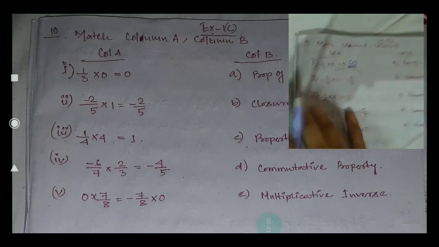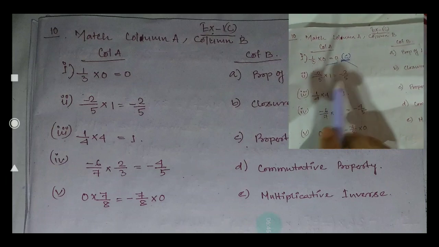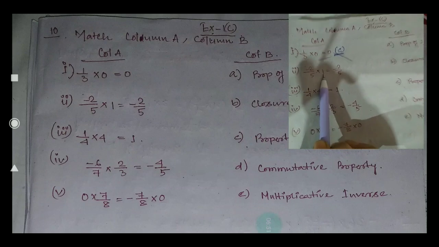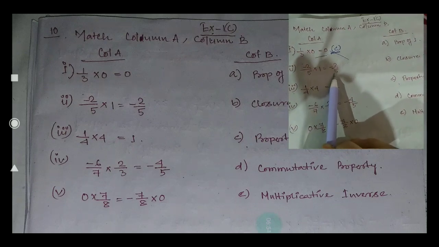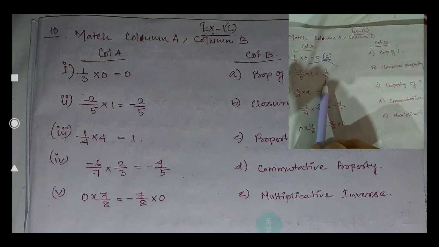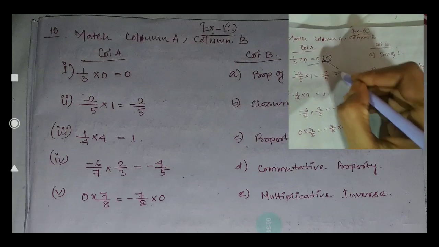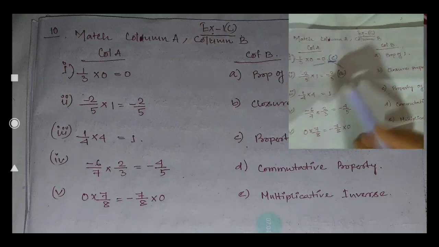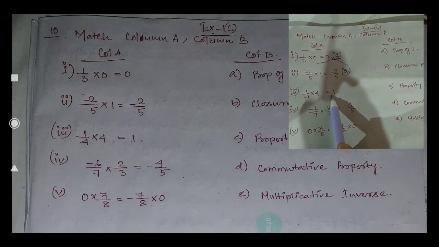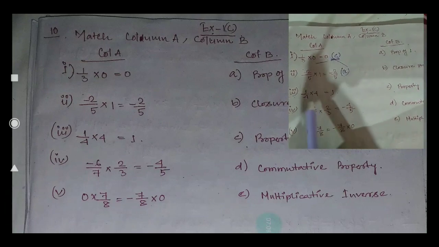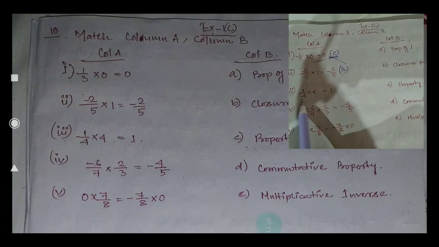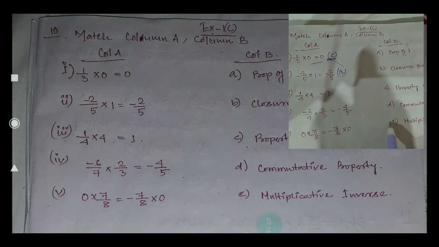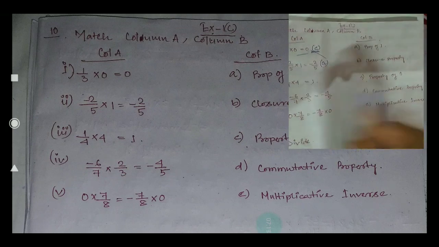2 minus 2 by 5 into 1 is equal to minus 2 by 5. That means if any number you have multiplied with 1, this will give the same number only. That is property of what? Property of 1. Sorry, column B. In column B, it will be A. 1 by 4 into 4 is equal to 1. If any number you multiply with its multiplicative inverse, it will always give 1. That means multiplicative inverse, it is E.